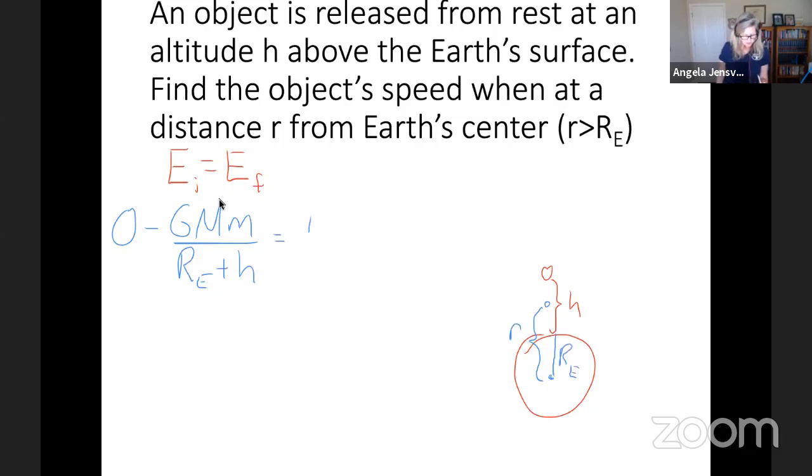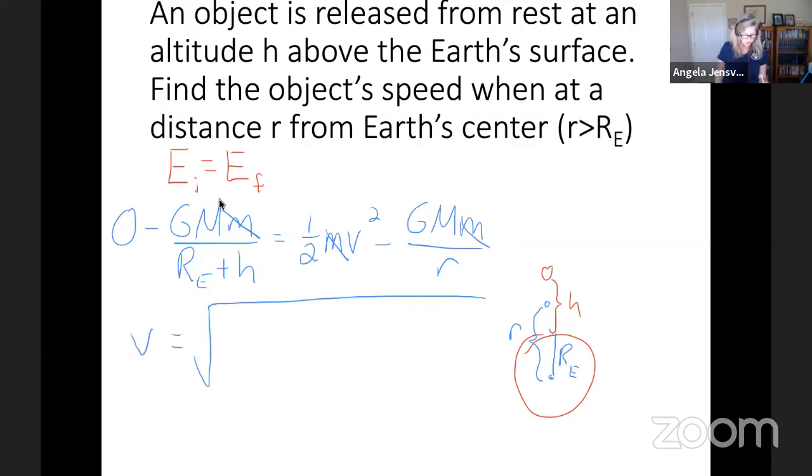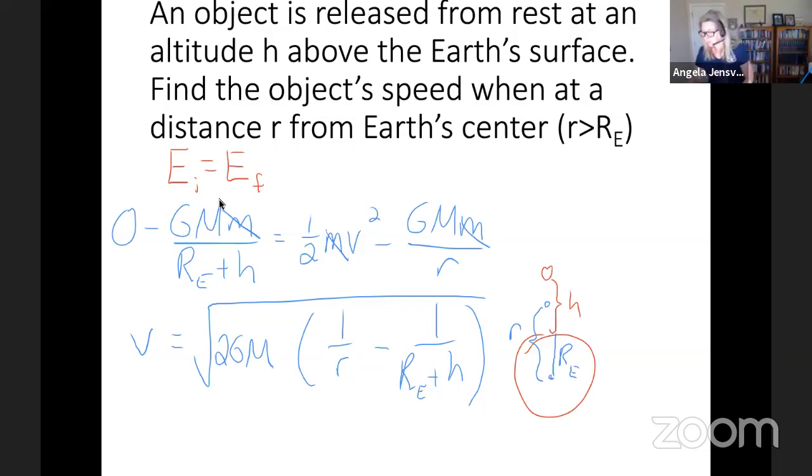And then afterward, it's going to be moving. When it impacts the Earth, it'll be moving. And the distance between their centers they gave us is lowercase r. So let's cancel the mass of the object that we're dropping. And if you solve that for v, you should get the square root of 2GM times 1 over r minus 1 over the radius of the Earth plus h. I took the second term on the right and added it to the other side, and then I multiplied by 2 and took the square root. I did a lot of algebra in one step, sorry, just because we're running out of time.